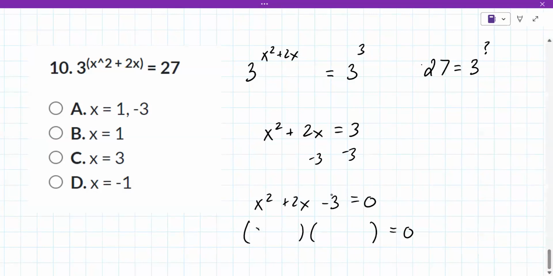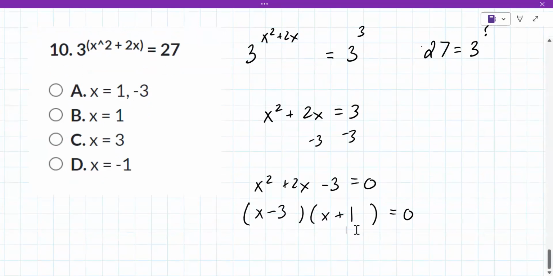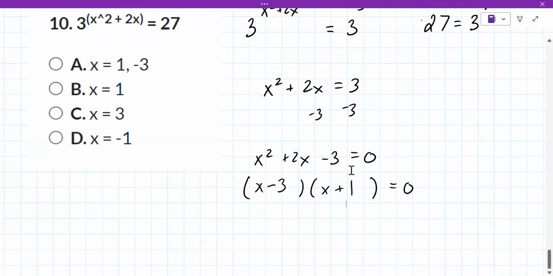-3 and +1. X minus 3, X plus 1. If this were correct, then it would FOIL to this, but it does not. -3 plus 1 is -2. We want +2.